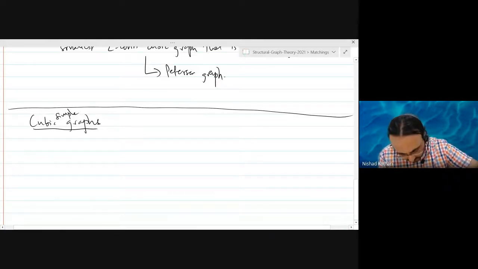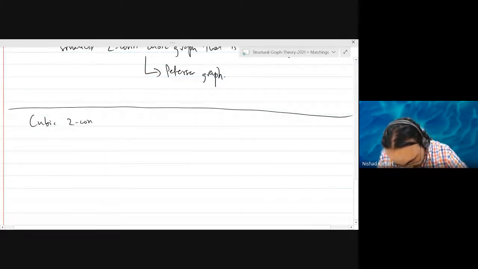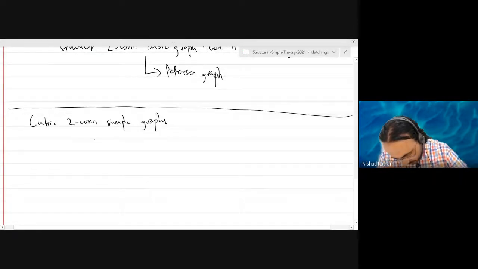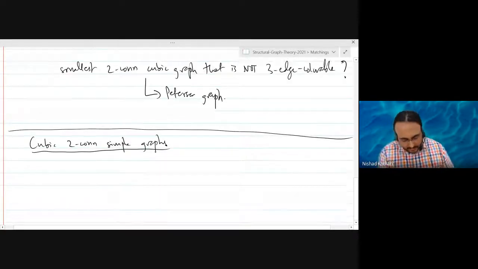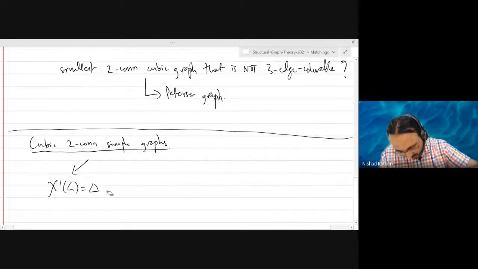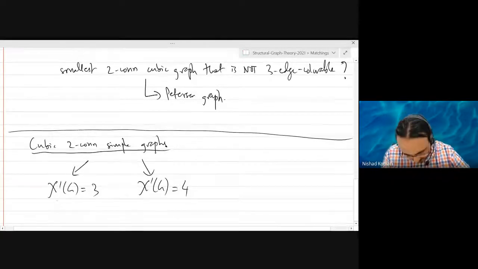In fact, let me impose another condition. Let me look at cubic two connected simple graphs. For these graphs, you know that the edge chromatic number is either 3 or 4. These are the class 1 graphs and these are the class 2 graphs.